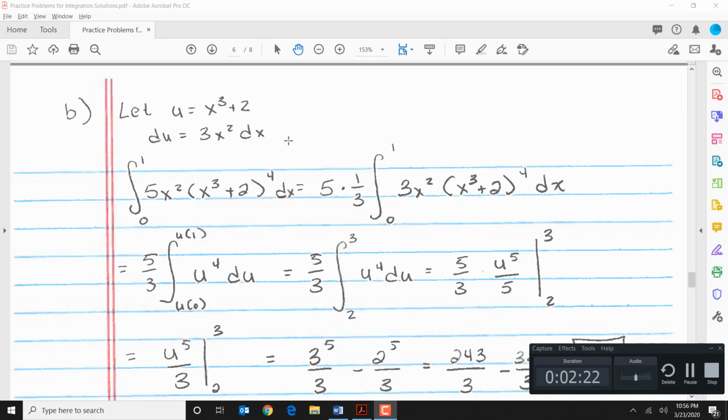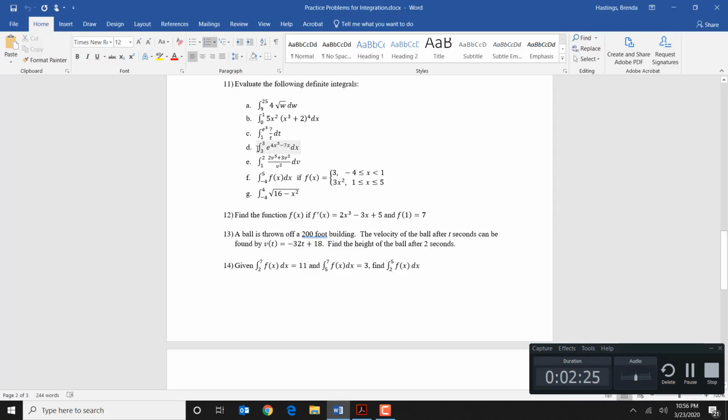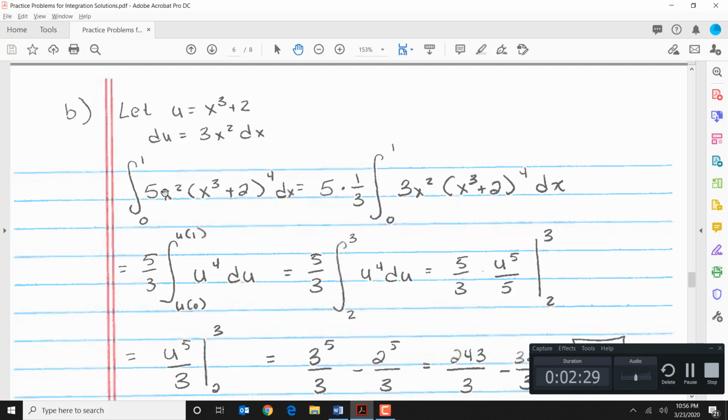Well, notice that doesn't match the 5x squared exactly, right? I need a 3 there. So in order to put a 3 there, I need a 1/3. So the 1/3 I don't need and the 5 I don't need. So I pulled those out and I left the 3 inside so that my 3x squared dx would match my du and everything in here would match my u.